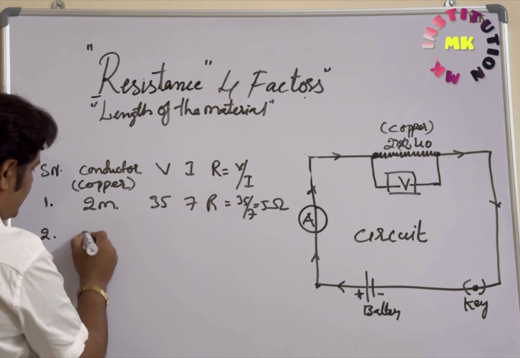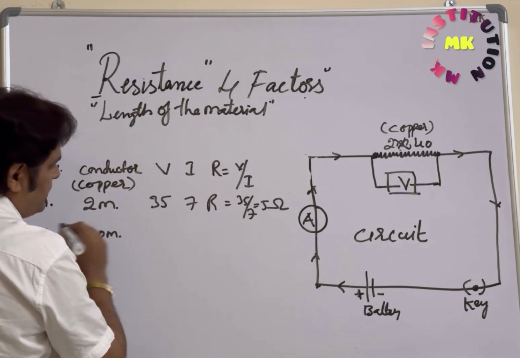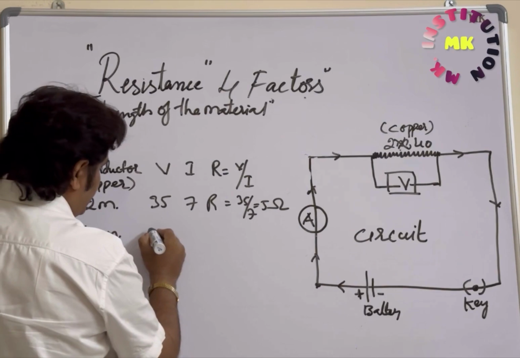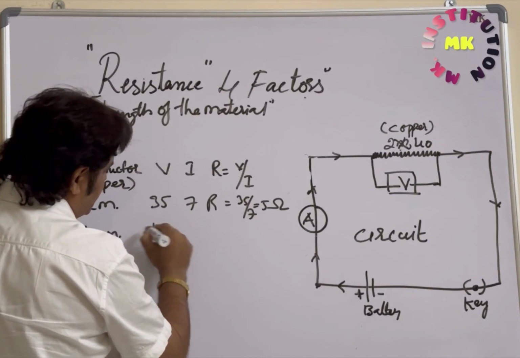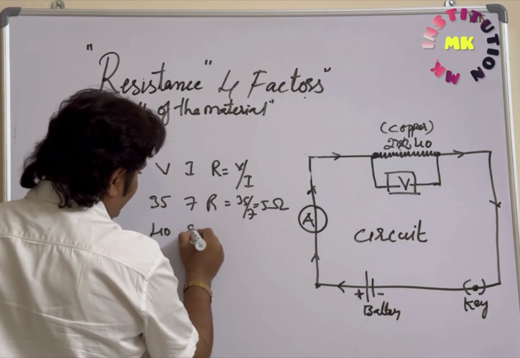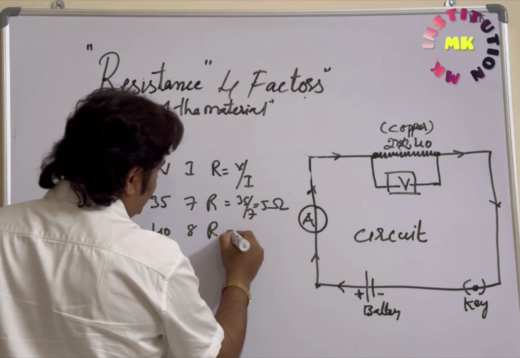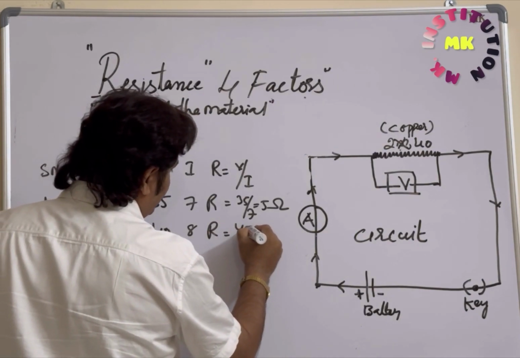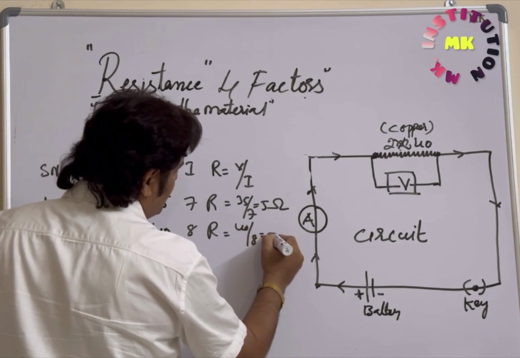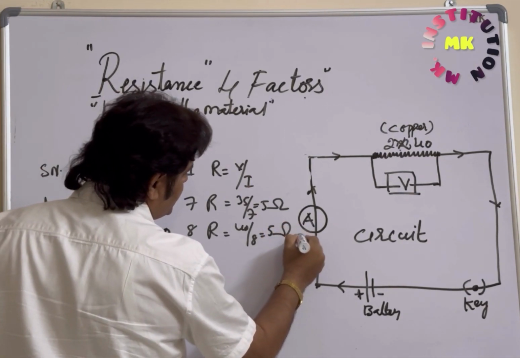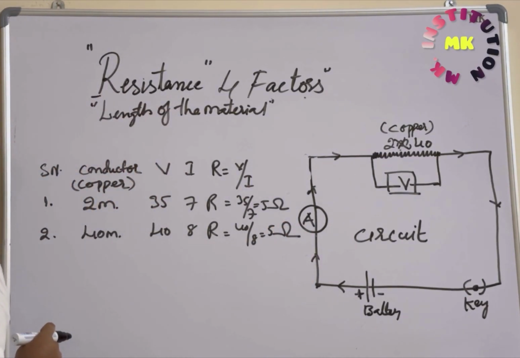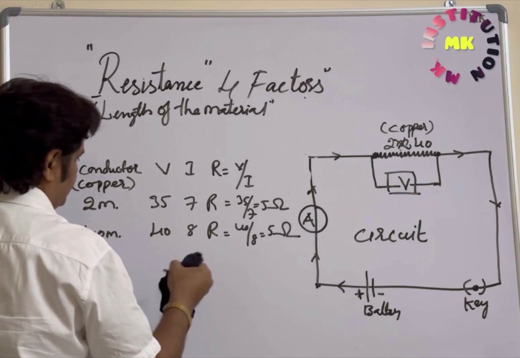How much length have we taken here? 40 meters we are taking here. Now here voltage, maybe voltage 40, then 8. Then check the resistance here now. How much? 40 by 8. So how much are you getting? 5 ohms. Okay, wait, we'll change here now.